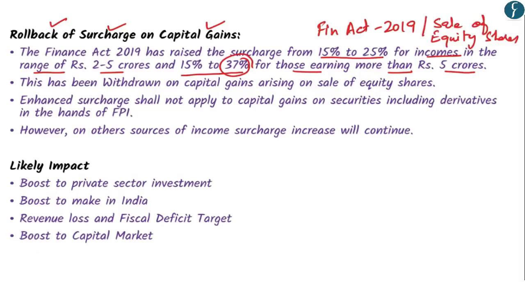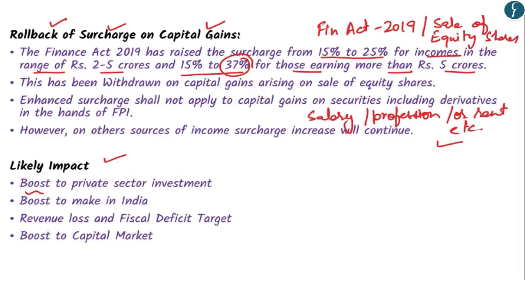The enhanced surcharge shall also not apply to capital gains arising on the sale of any security, including derivatives, in the hands of foreign portfolio investors. However, with respect to other sources of income such as salary, profession, or rent, etc., which is above rupees 2 crore, the surcharge increase will continue. Now, these are the steps the government is taking to fight the economic downturn.